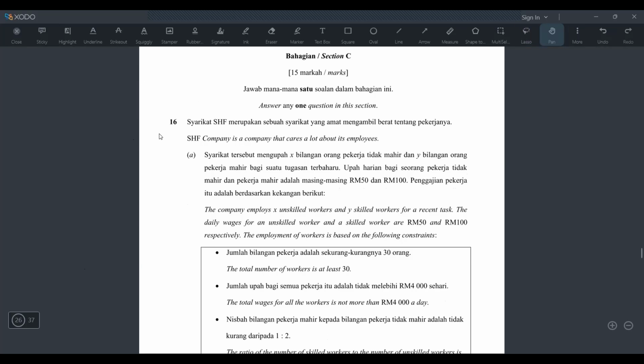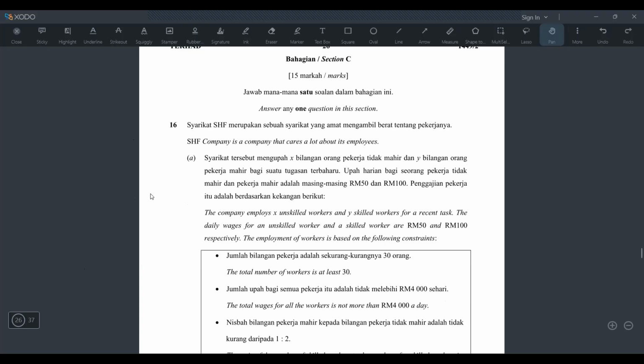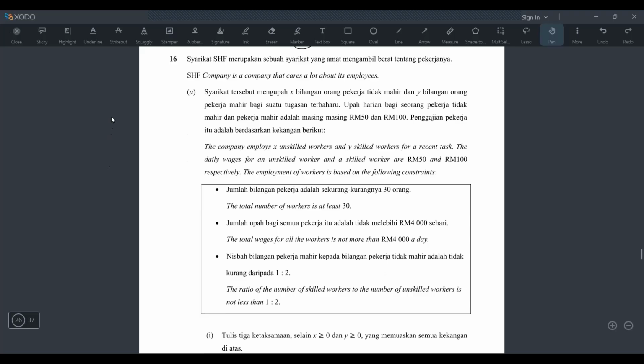Okay, finally we are at Section C already. I don't know how long I've been recording, but it's a very long time because it's a Paper 2 video. So let's just continue. In Section C, they want you to answer any one question, but I will do both. So let's do number 16.